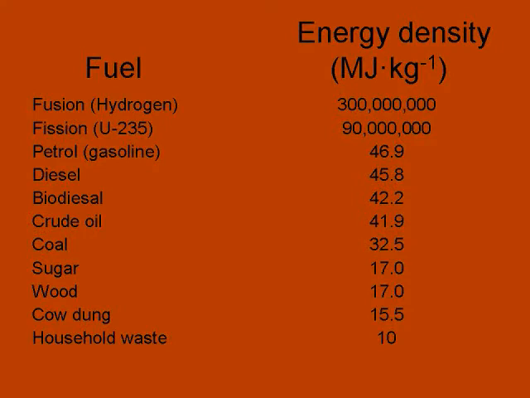So let's take a look at some of the different fuels. And notice how much energy we get from the fusion or the fission process. Although we haven't mastered fusion, we certainly have mastered fission, and we get 90 million megajoules for 1 kilogram of nuclear material. This is mostly uranium-235. Then we drop down from the millions to only the tens of megajoules per kilogram.